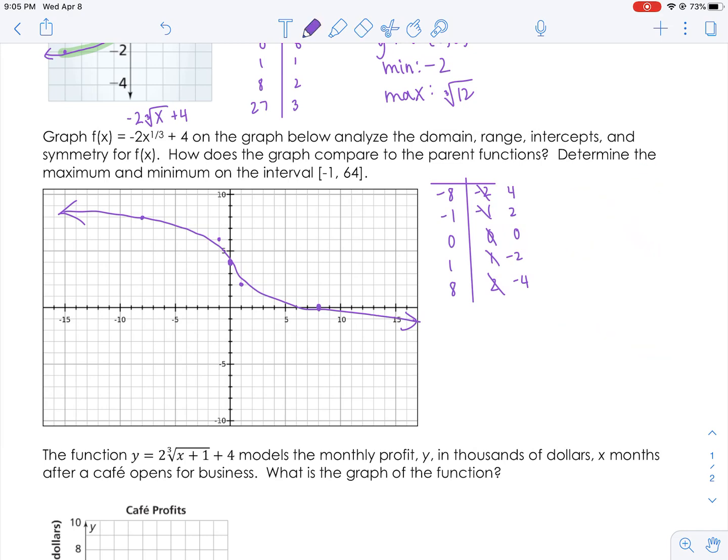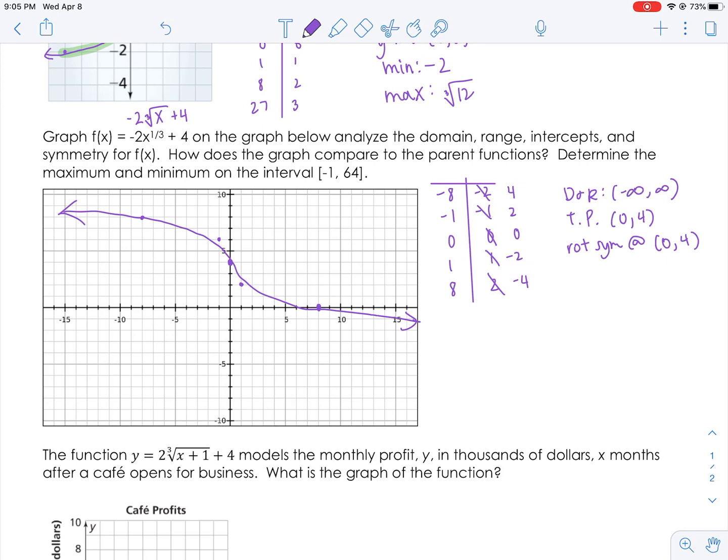Okay, so domain and range, still exactly the same on every single one of these problems, negative infinity to infinity. It has a turning point at, it went up 4, so (0, 4). It has rotational symmetry at (0, 4). And if you feel like I'm going too fast, just pause it or just go back and rewatch it later.